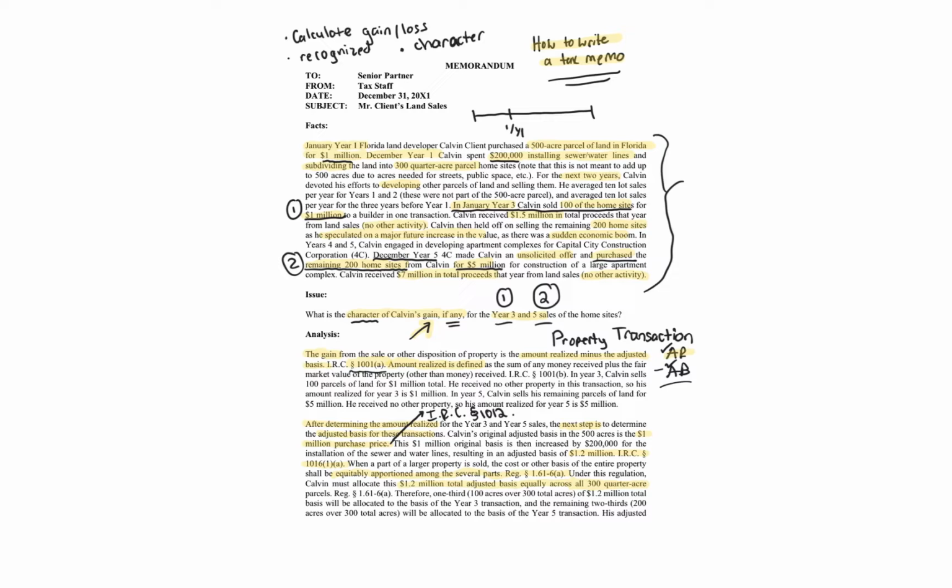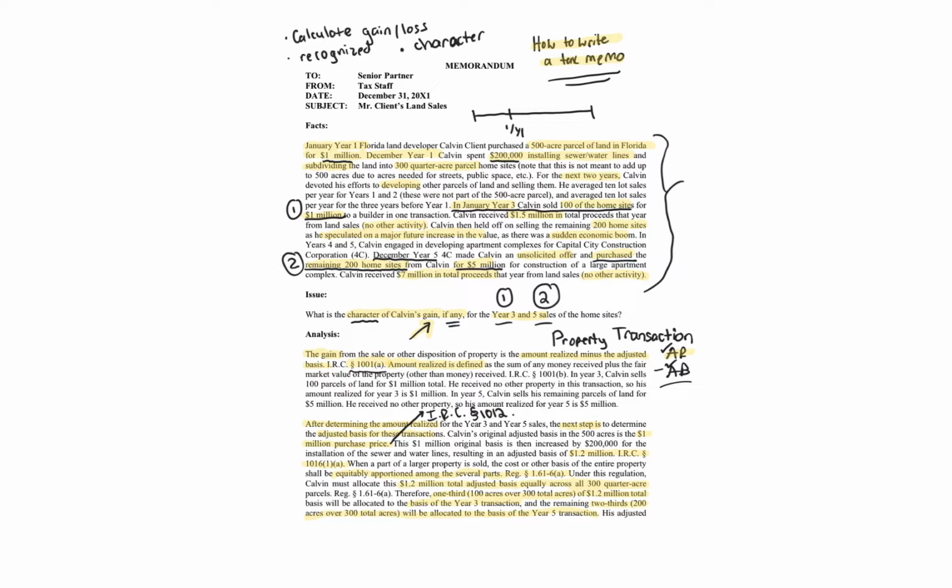Another way to do it is just to take 1/3 and 2/3, right? In year 3, 1/3 or 100 over 300 total acres is sold. So we're going to allocate 1/3 of the 1.2 million basis to the year 3 transaction, and 2/3 or 200 acres over 300 to the year 5 transaction. So that's what's going to go to the adjusted basis. I show the calculation on the next page, but you're going to take 1/3, 100 over 300 total, right?